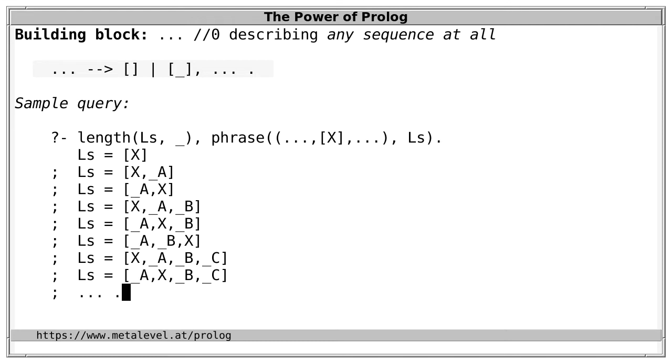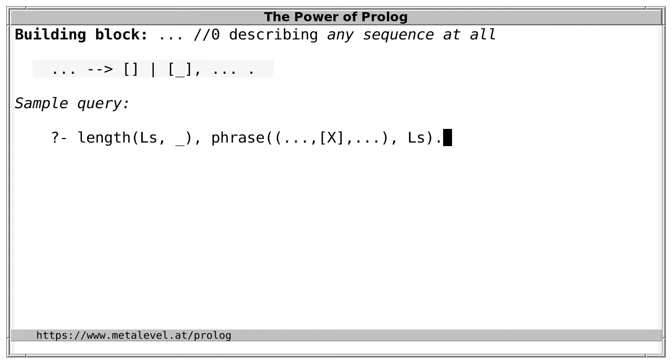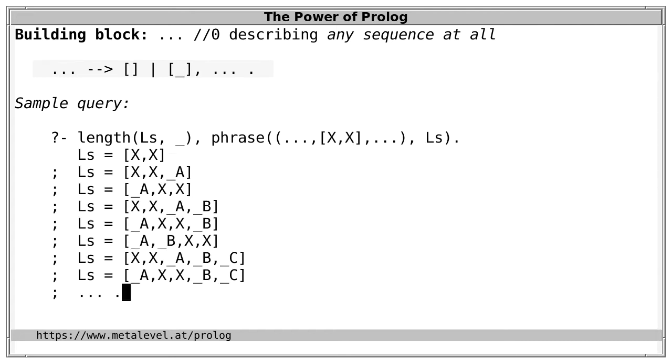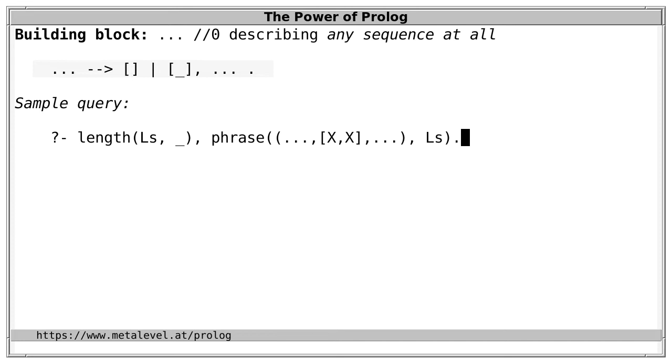Now, this in itself may not seem very useful. It's the common list predicate member. But what about this? We now describe lists that have two successive identical elements. And more concretely, instead of Ls, we can ask, are there any two successive identical elements in this concrete string?